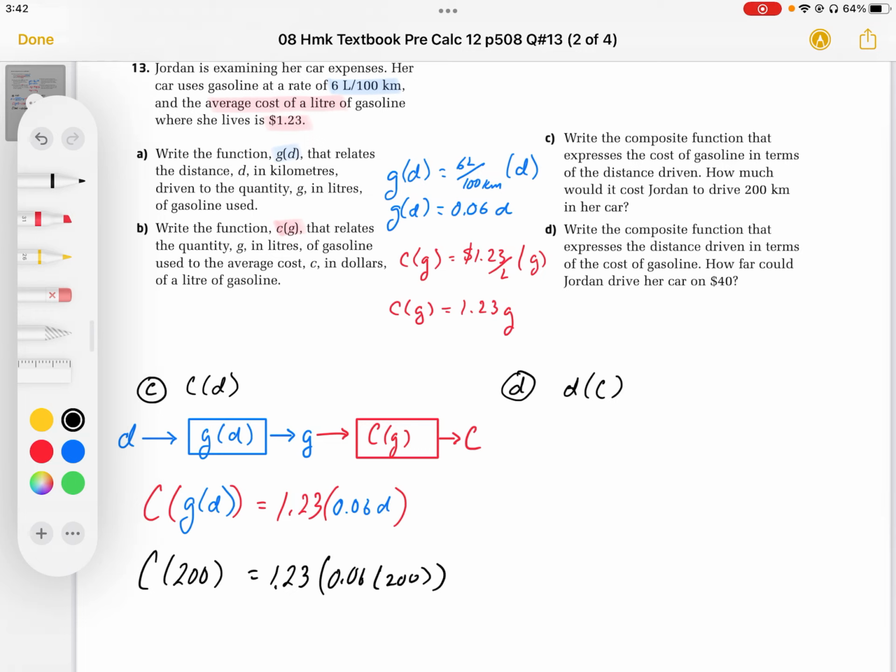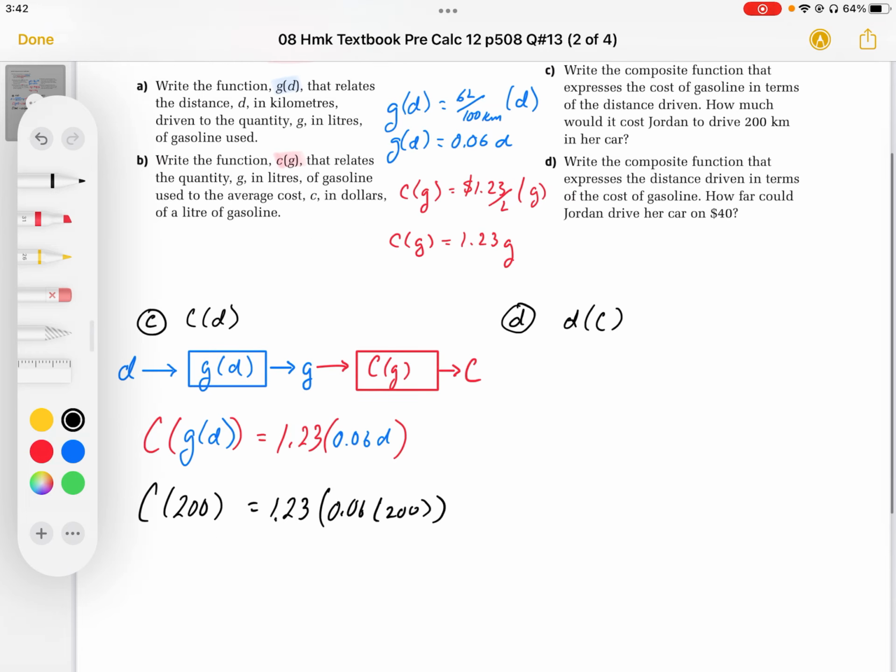So I get 200 times 0.06 times 1.26. That's going to give me $15.12. So the cost for 200 kilometers is $15.12.